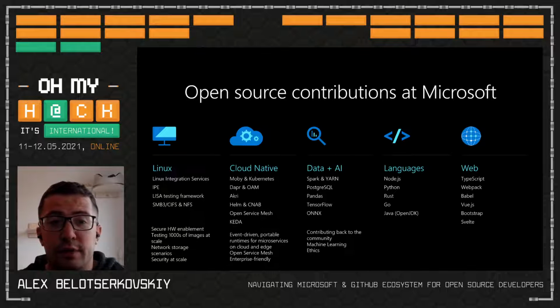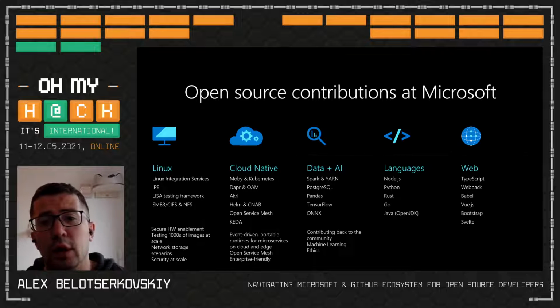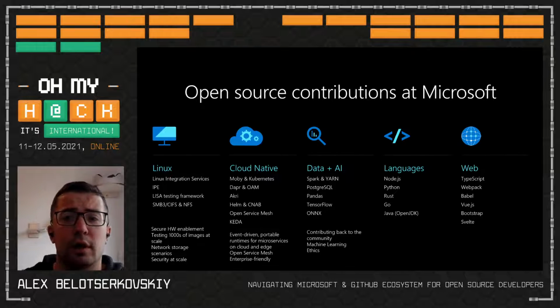Network storage scenarios and security at scale. So network storage scenarios is clear: SMB3, CIFS, NFS. We are active contributors of this framework. We contribute a lot of testing frameworks back to the community. So you can see a lot of this news around Microsoft.